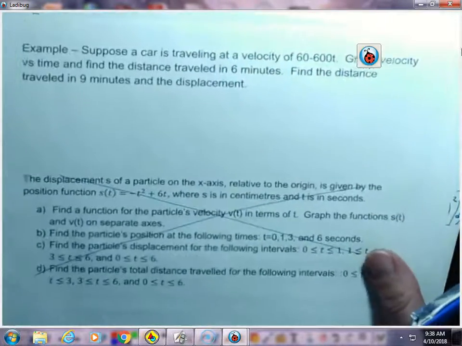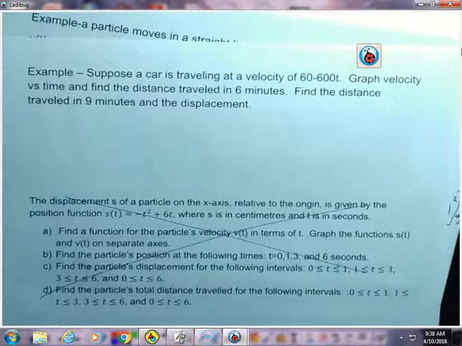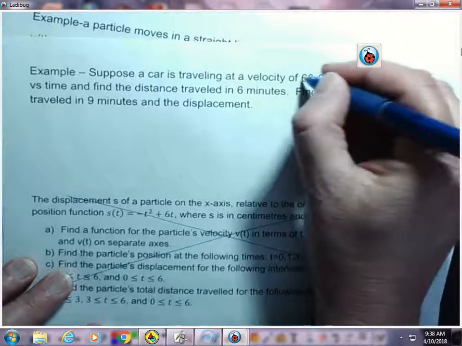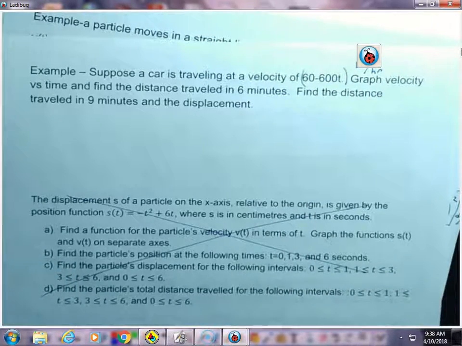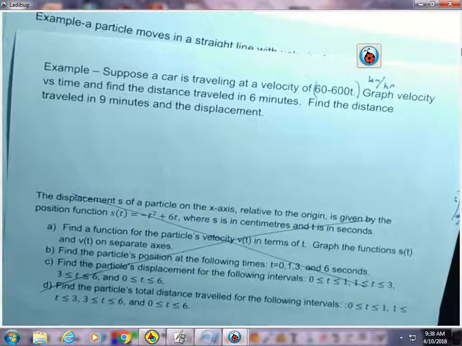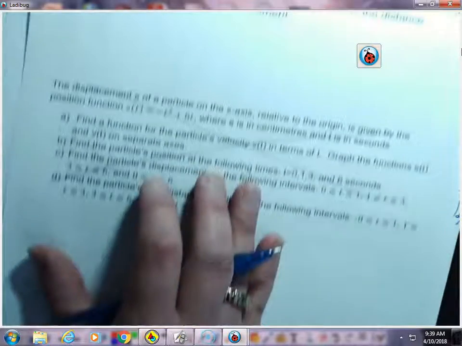Okay, so here we have, suppose a car is traveling at a velocity of 60 minus 600t, and I need to give you some units, kilometers an hour. Graph velocity versus time and find the distance traveled in 6 minutes. Find the distance traveled in 9 minutes and the displacement. So what do you already not like about me? Minutes. They don't like the spelling of traveled. All right. So we need to graph this. What's the shape of the graph going to look like? It is y equals mx plus b, so it's going to look like a line.